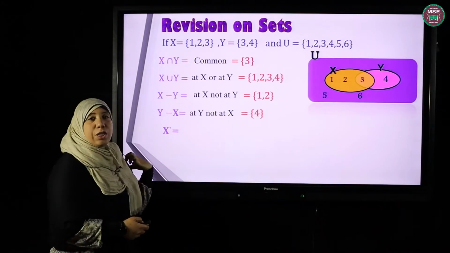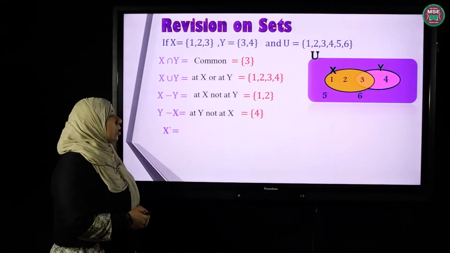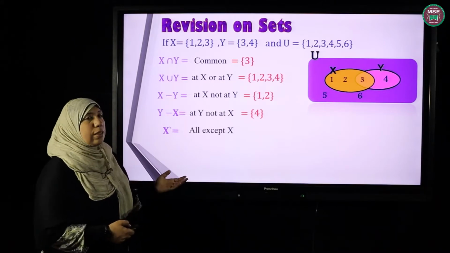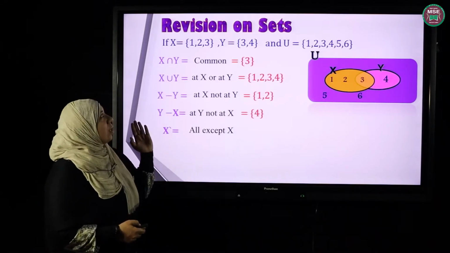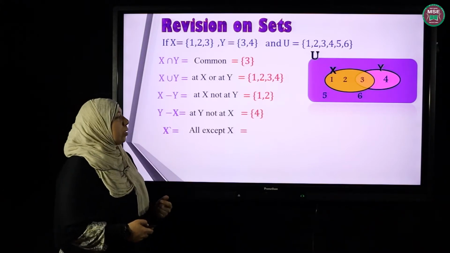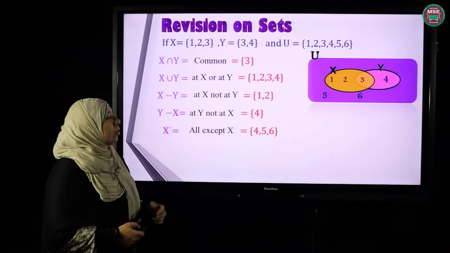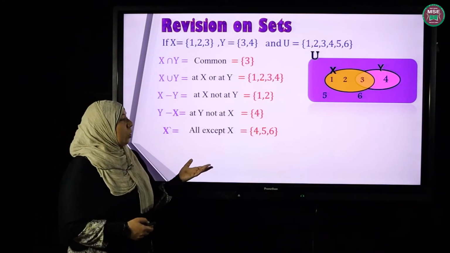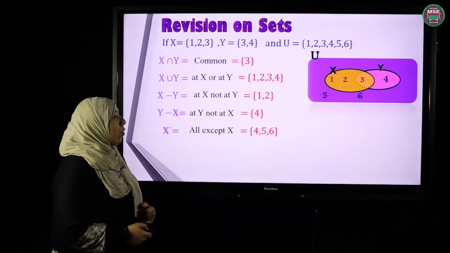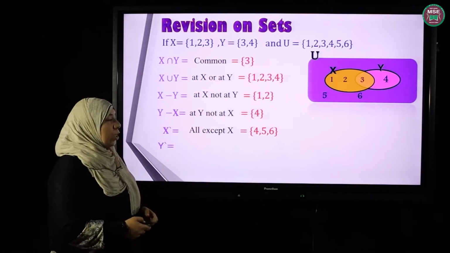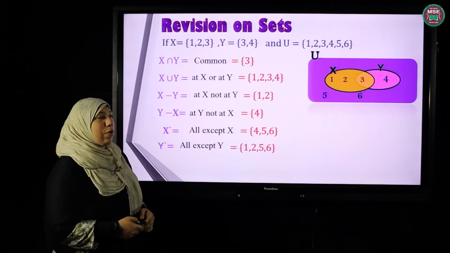The last operation is the complement, x dash. It is the elements that don't belong to x, or completing x to be the universal set. If x is 1, 2, 3, it will need 4, 5, 6 to be the universal set, or the elements here which don't belong to x: 4, 5, and 6. Y dash, the same, all except y, it will be 1, 2, 5, and 6.